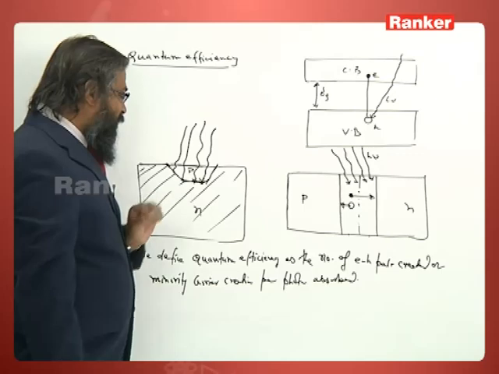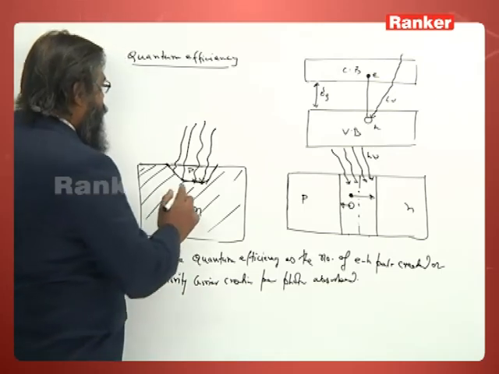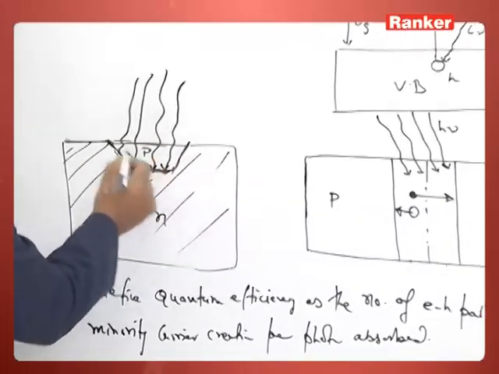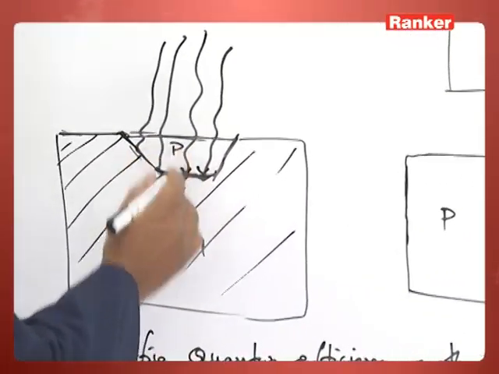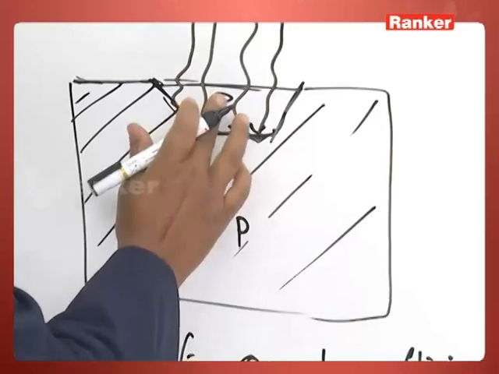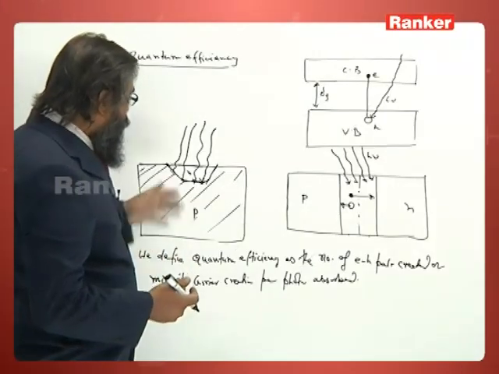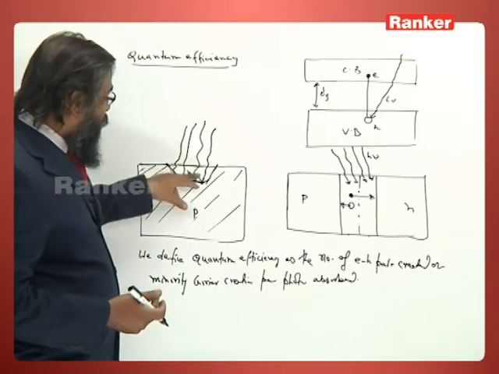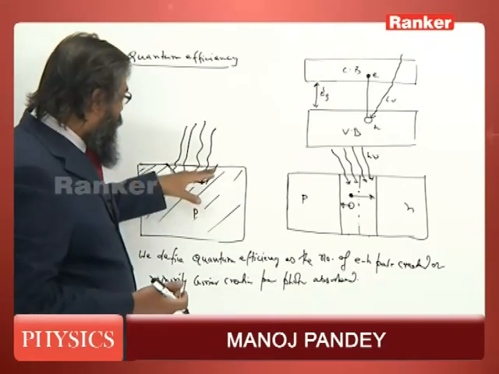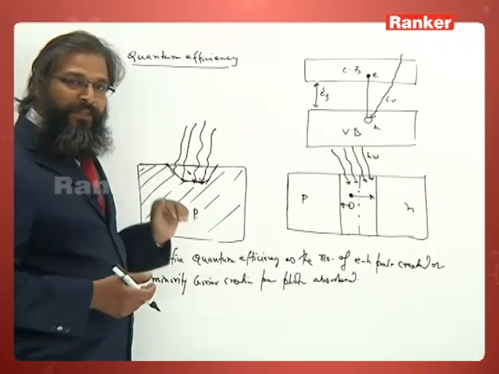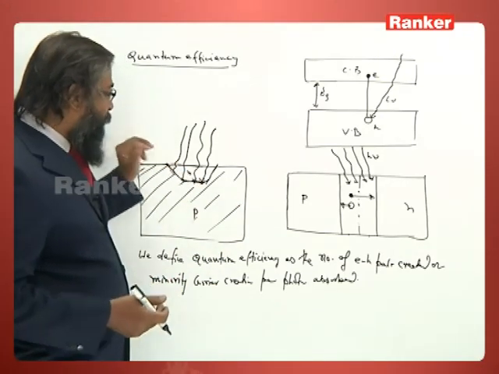So 3 things are required. Number 1, this window, whether it is p type or n type, it may be p type here or maybe n type. So it depends on diode to diode. Whatever it may be, number 1, there must be a transparent window, meaning either the n or p type must be a transparent medium. This should be a transparent thing.